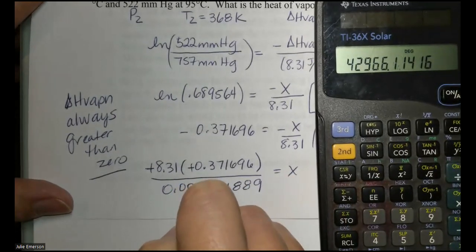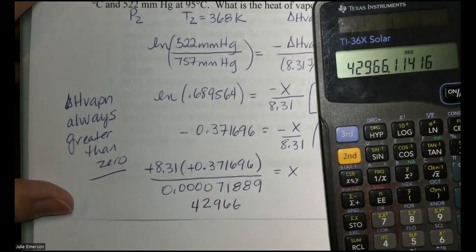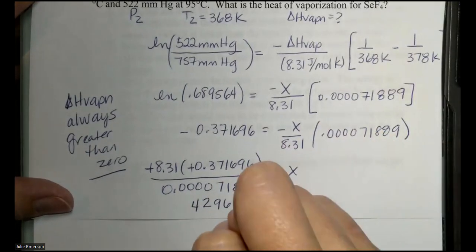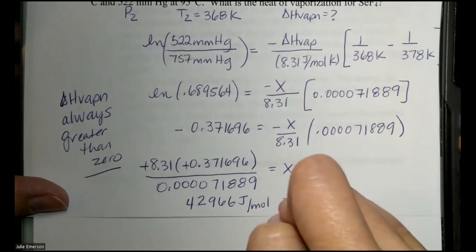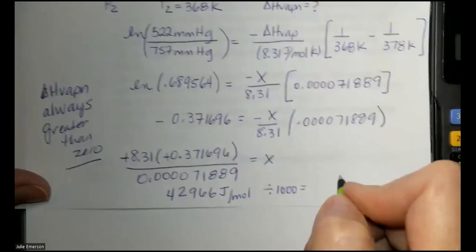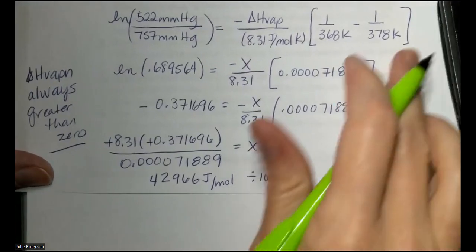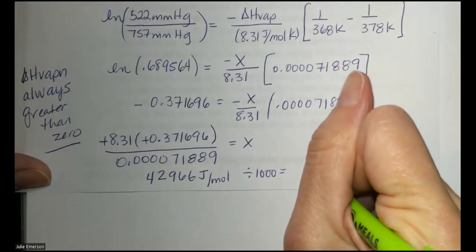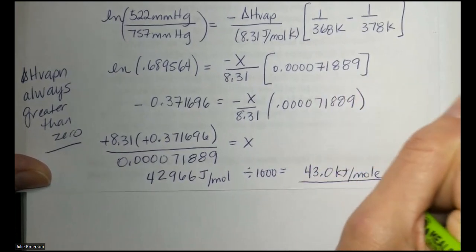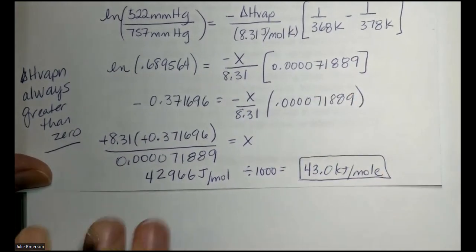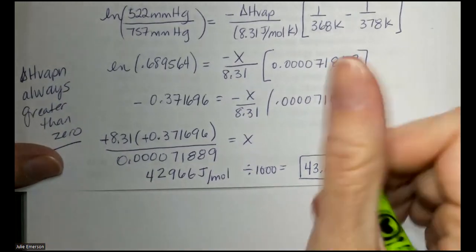So my x value, there we go, it says 42,966. But remember, the unit for R was in joules per mole. So if I divide that by 1,000 and I keep 3 significant figures, I'm going to have 43.0 kilojoules per mole. So my heat of vaporization is 43 kilojoules per mole.